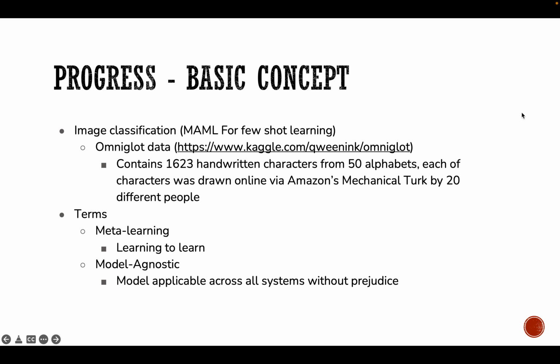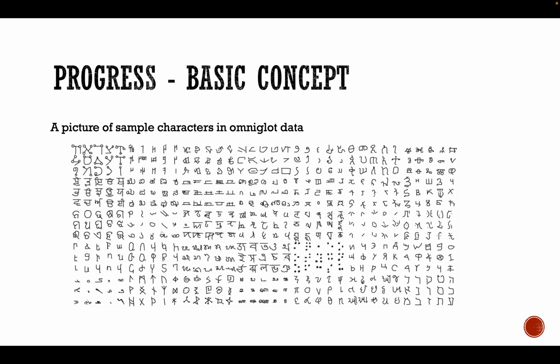So explaining some of the terms, meta-learning is nothing but learning how to learn. So basically learning how to learn the task. Model-agnostic is the ability to apply this model across various other types of problems. So this is a sample of the characters in the Omniglot set. You can see different characters and various variations of those characters as well.